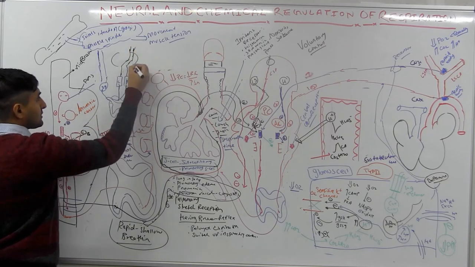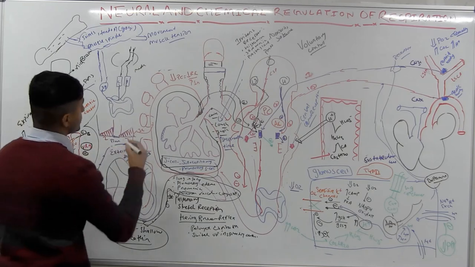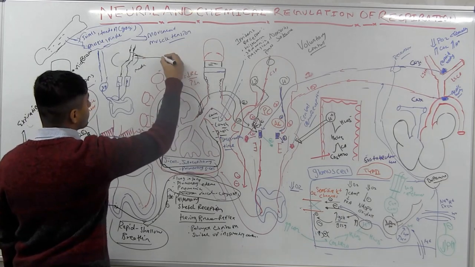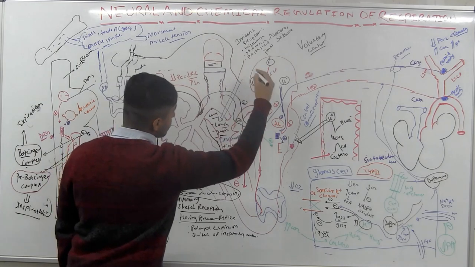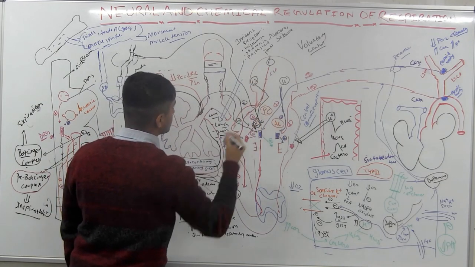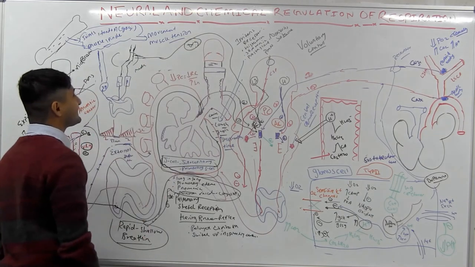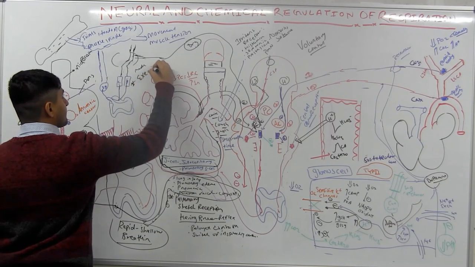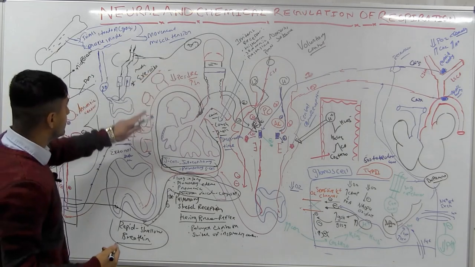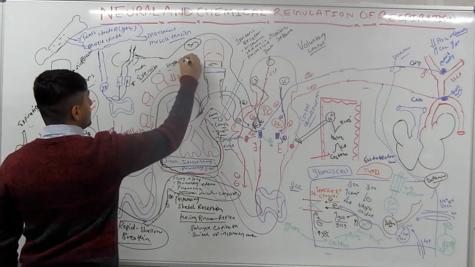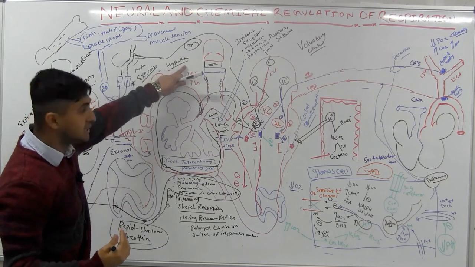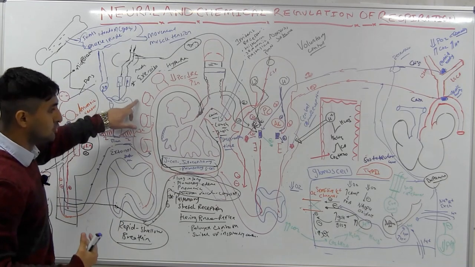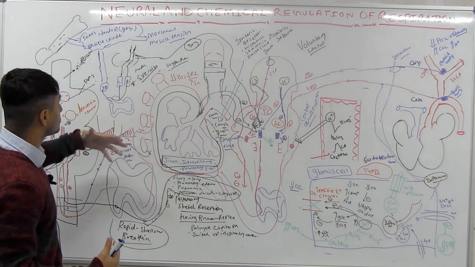The medial lemniscus gives some fibers to my dorsal respiratory group of nuclei right here. It goes all the way down to the dorsal respiratory group of nuclei. That's how, especially during exercise, and this phenomenon is called hyperpnea. So this happens during your exercise. That's how you increase your ventilation through the proprioceptors.